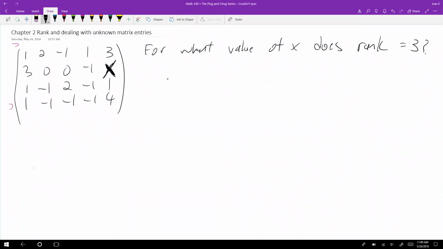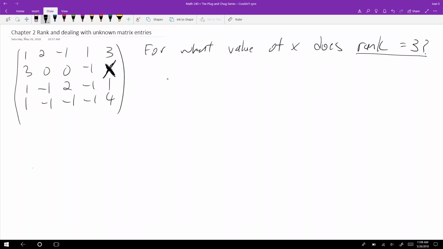Hey everyone, so I'm back, and in this video we're still in chapter 2, and we're going to deal with unknown matrix entries. This is a very common topic that comes up where you just have a matrix, there's some unknown in it, and you need to find the unknown for this matrix to satisfy certain properties. Because we're in chapter 2, it's going to be rank here. So what value does x need to be such that the rank of this matrix is 3?